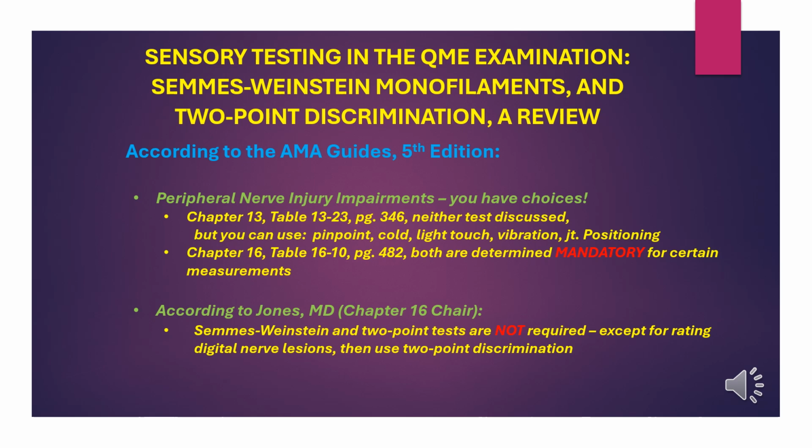Also, Dr. Jones, who happens to be the chapter chair of Chapter 16 of the AMA Guides 5th edition, believes that the Semmes-Weinstein monofilament test and the 2-point discrimination tests are really not required tests, except for rating digital nerve lesions, which requires the use of 2-point discrimination testing. Now, isn't that interesting?